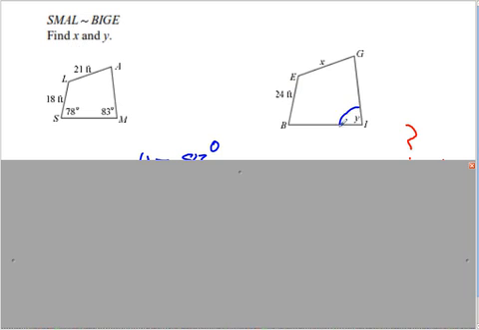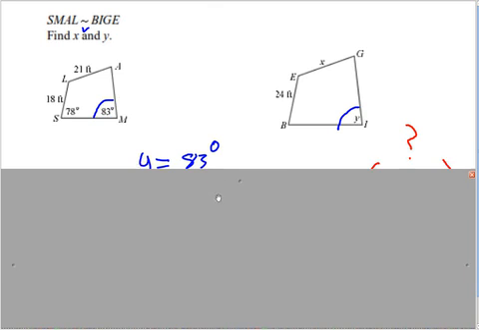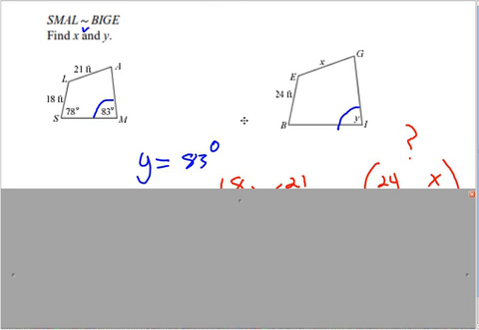Let's talk about Y. Remember, if they are similar, all the angles have to be congruent. So the corresponding angle to angle Y is 83 degrees. So angle Y has to be 83 degrees.